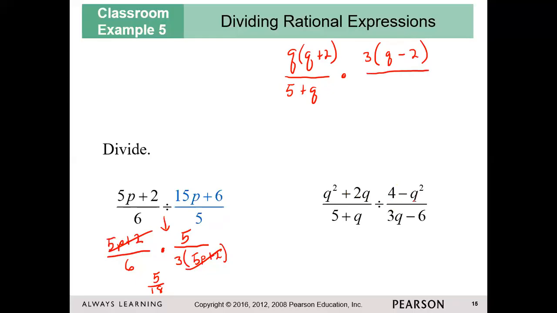And once again, these guys aren't quite matching up the way that I would like them to match up because the variable is after the number. So I'm going to factor the -1 out first, and then I will have a difference of 2 squares of q minus 2 and q plus 2. And this is great because we can now cancel those out. We can cancel those out. And that's going to leave us with just 3q in the numerator and this -1, 5 plus q.